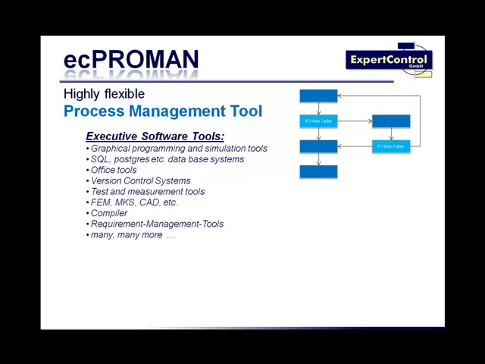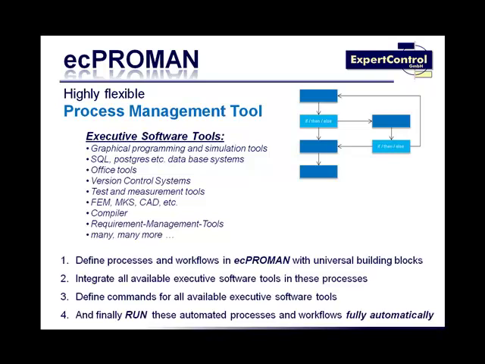ecPROMAN is a highly flexible process management tool which allows engineers to define processes and workflows in ecPROMAN with universal building blocks, integrate all available software tools in these processes, let's call them executive tools, define commands for all available executive tools which can be used via command line interface, and finally run these automated processes and workflows fully automatically.